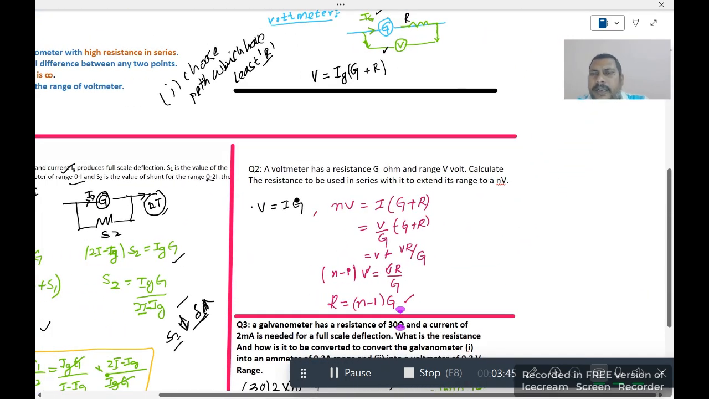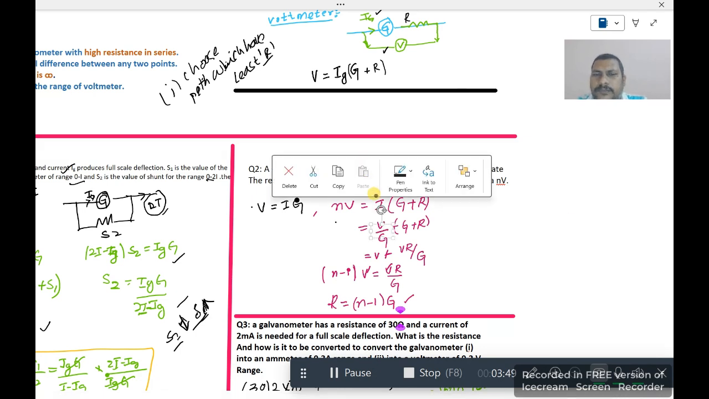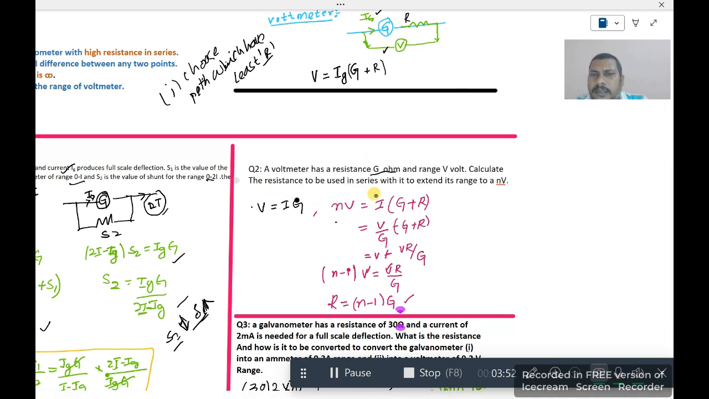The voltmeter resistance is G ohms and the range is V volts. I want to increase the voltage range to NV. Then what will I do? It is very simple. Initially it is IC, voltage V and G ohms. V is equal to IC. Now I want NV, so I am adding some resistance in series with G. Therefore I into (G plus R). By that I can find R equal to (N minus 1) into G.